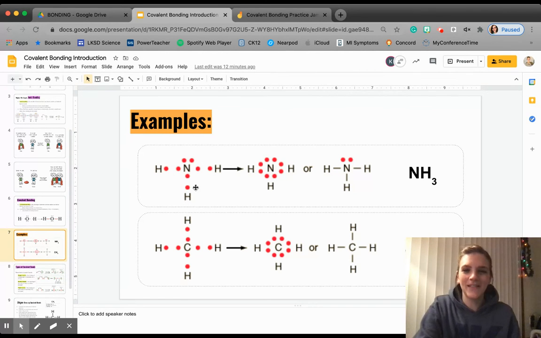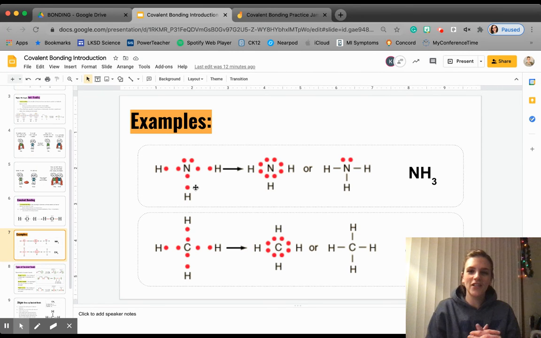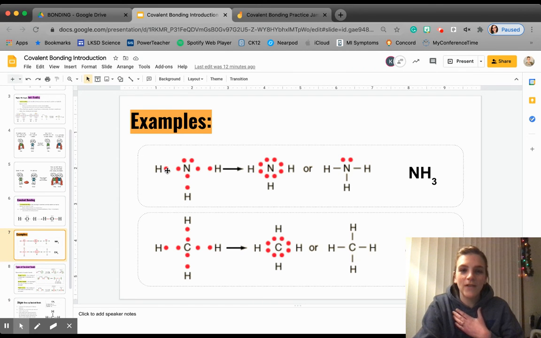So, more examples. Here we have, I believe this is ammonia. It's nitrogen with 3 hydrogens. Notice on the far left side, these are the Lewis dot diagrams for each of those elements, right? We know hydrogen wants 2 valence electrons. Nitrogen needs 3 of them, so they're going to form covalent bonds with each other. So that way when they share, everyone ends up having the octet or the duet that they need to be stable.